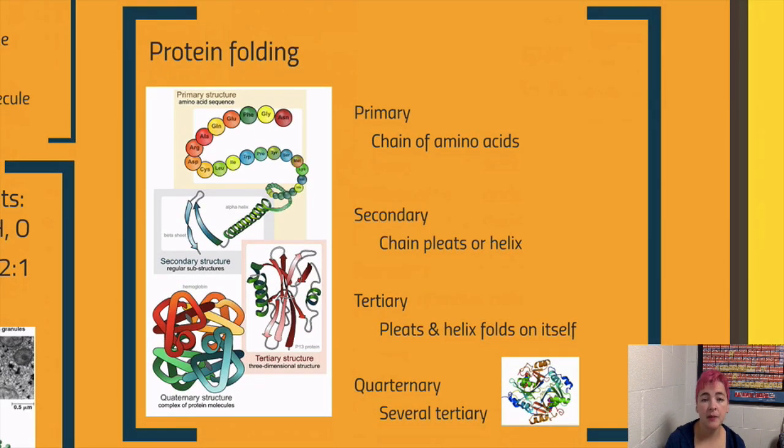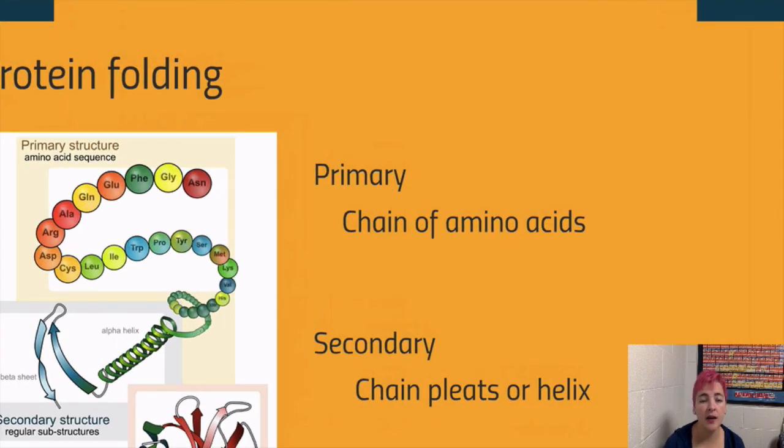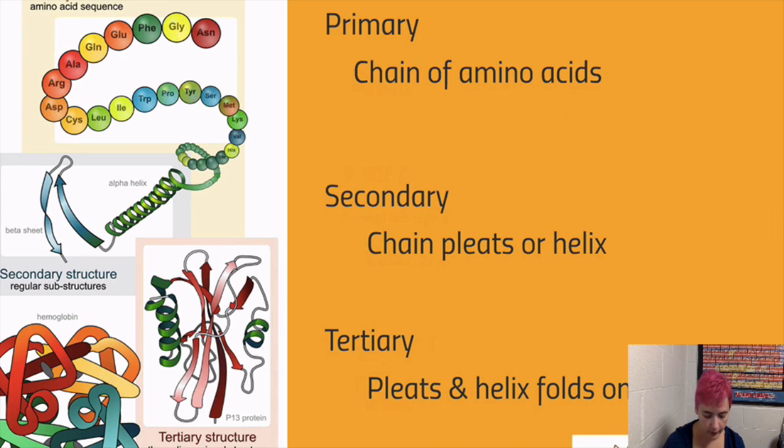The way that protein comes together is similar. We start off with primary. Primary is simply a chain of amino acids. The amino acids chain together in a big long string. Then they either pleat or helix. They can fold back and forth, or they can spiral. That would be the secondary level of structure.